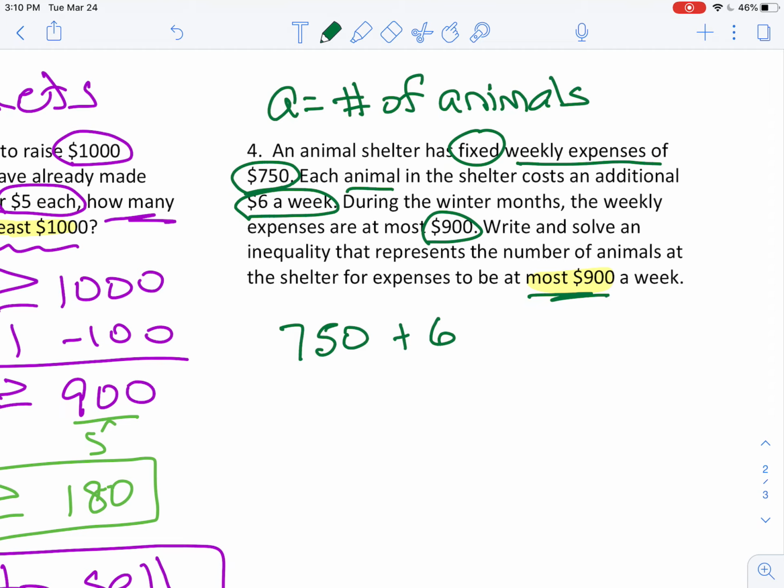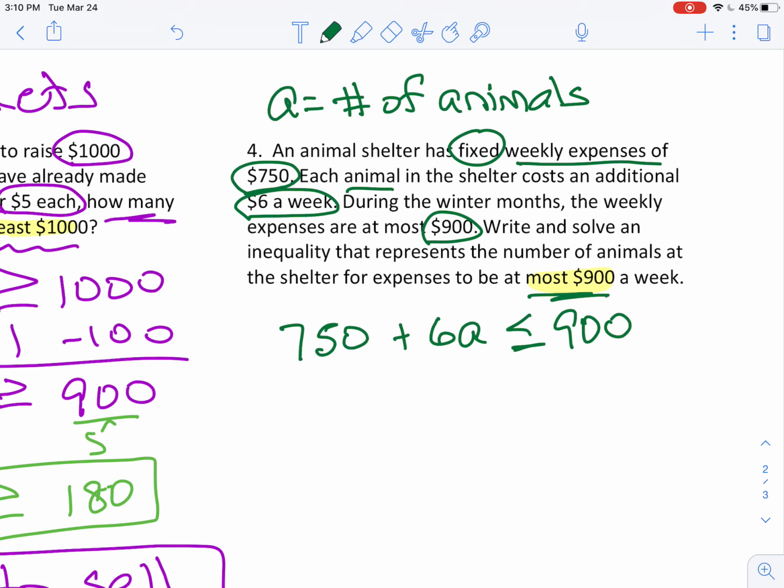So if there's one animal, we do $6 times 1. If there's 10 animals, we do $6 times 10. If there's 100 animals, we do $6 times 100. Well, we have A animals, so we do $6 times each animal that's in the shelter. And in the winter, all they have to pay is at most $900. So they must not have that many animals there. At most, you can say at the most, it's $900, so $900 works. And if the shelter expenses are at most $900, does that mean they're $1,000 or $800?